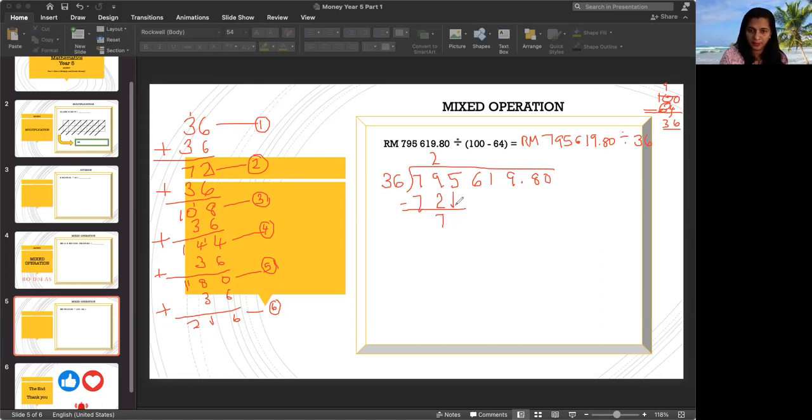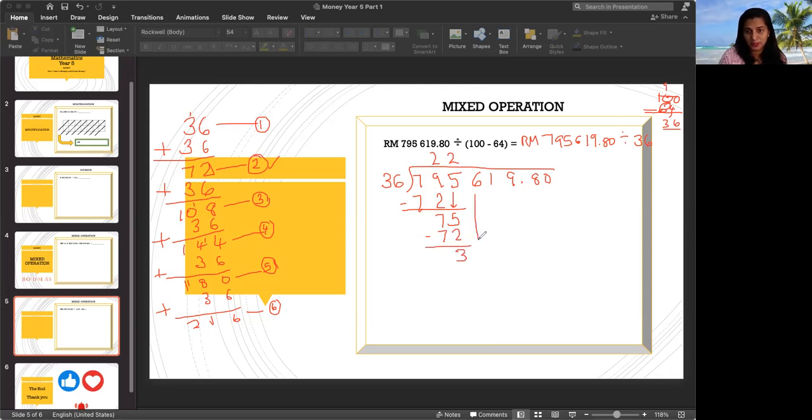Bring down your 5 and ask yourself the same question again. How many 36 could go into 75? Again, luckily our answer is still 72. That means I'll have 2 36s that would go into 75. So 2 times 36 would be 72, minus to get your remainder. So your remainder here is 3.